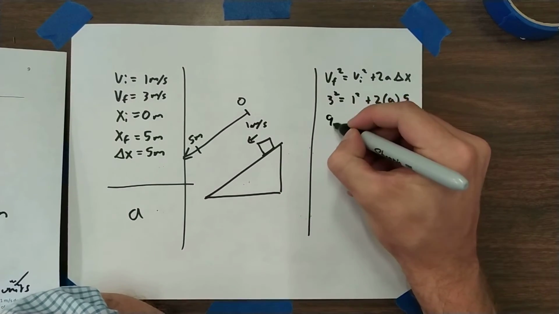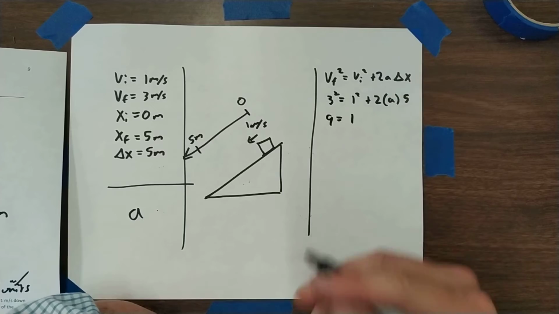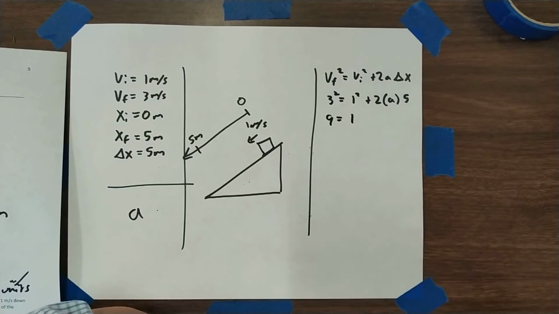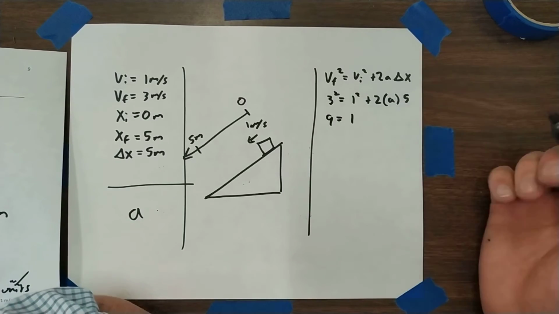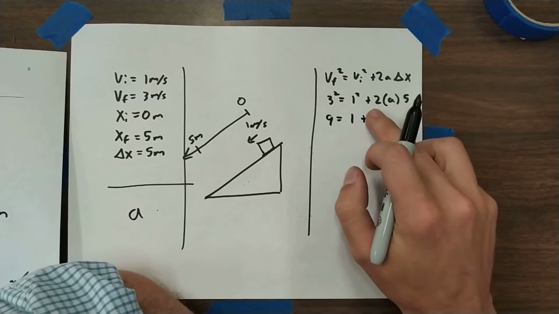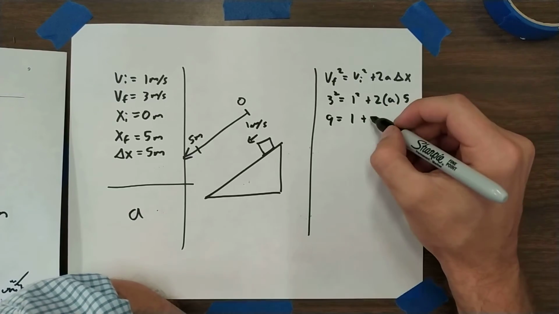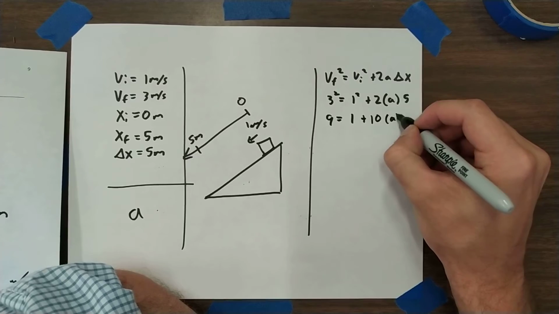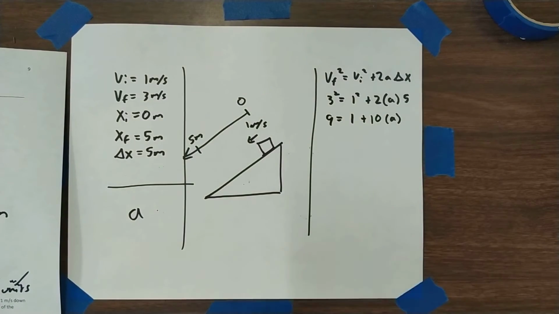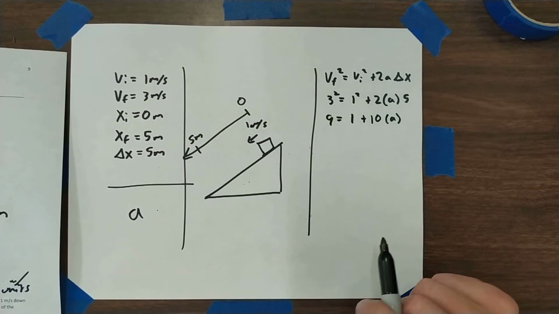So 3 squared is just 9. 1 squared is 1. So squared means something times itself. 3 times itself is 9. 1 times itself is 1. Plus 2 times A times 5 is the same as just 10 times A. If we multiply something by 2 and then multiply it by 5, it's the same as multiplying it by 10. So this just gives us the problem in a simpler form.